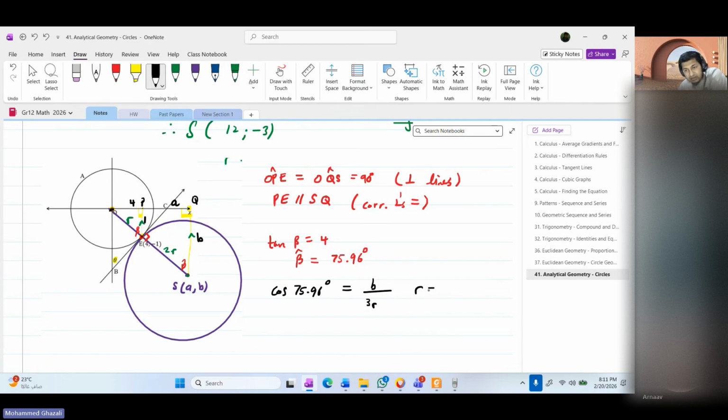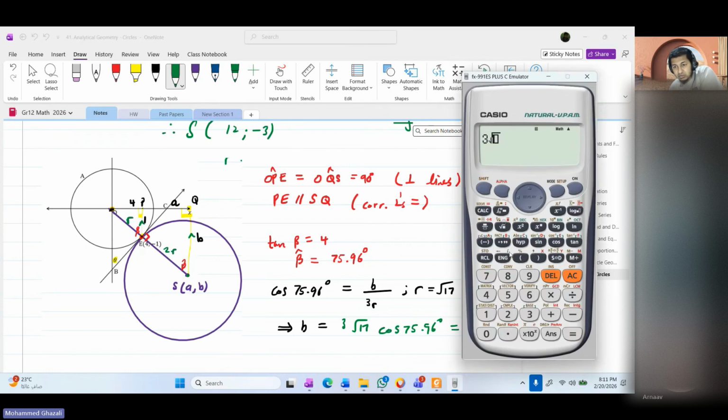And remember, R is equal to root 17. So what does this imply? B is now equal to 3R times cos 75.96 degrees, which is 3 root 17 cos 75.96 degrees. And what's the value for B? 3 root 17 cos 75.96 degrees. Now you good? You're understanding? That's 3.